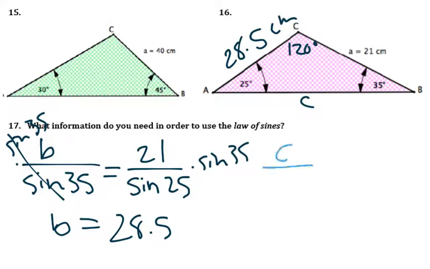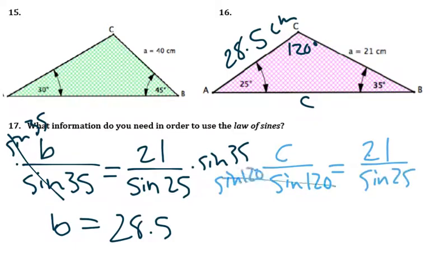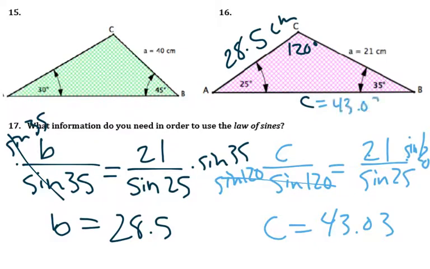Do it for C. I want to find C over the sine of 120 equals A, 21, over the sine of 25. Times by sine of 120, so those cancel, leaving me C equals sine of 120 times 21 divided by the sine of 25, same idea, and we get 43.03 for our answer. And there we go, guys.